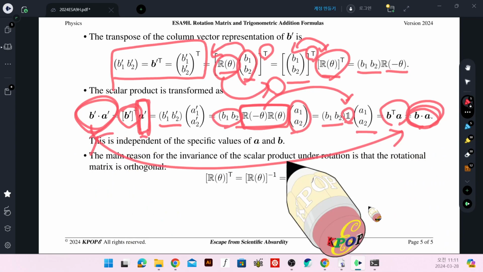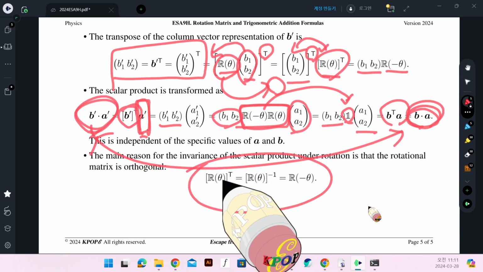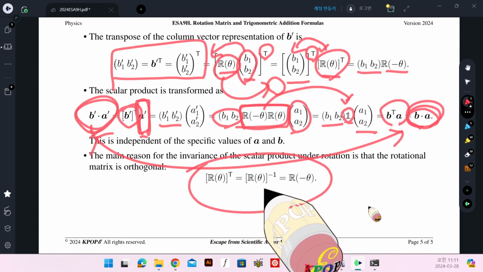This is the consequence of the fact that the rotation matrix is orthogonal. That is, the transpose is identical to the inverse matrix.